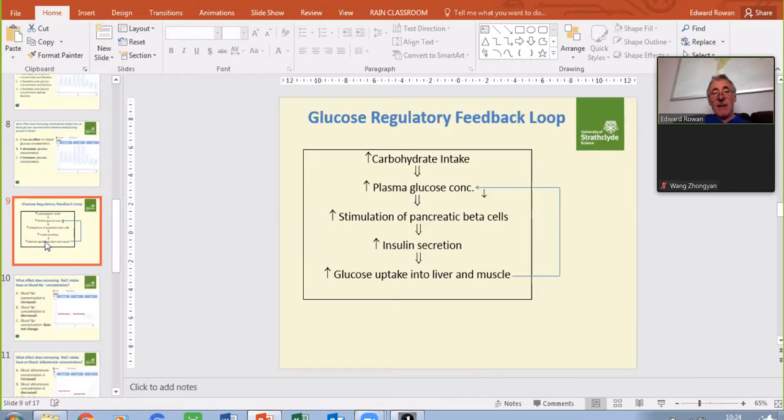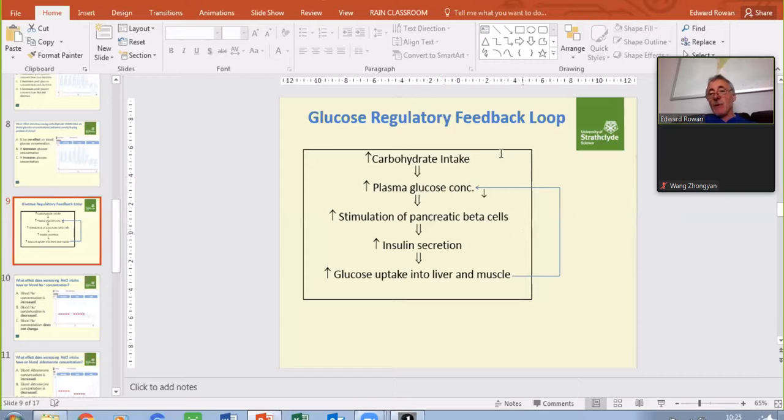This is the part of the workshop that you should be learning, because it also supports the learning of insulin and the lecture material on hormones. So glucose is a regulatory feedback mechanism, and so what's happening is you increase the carbohydrate intake. That leads to an increase in the plasma glucose concentration. That increases the stimulation of the pancreatic beta cells to increase insulin secretion, and that insulin secretion results in an increase in glucose uptake into the liver and the muscle, and it's subject to a negative feedback loop, which is what this bit here is supposed to represent.